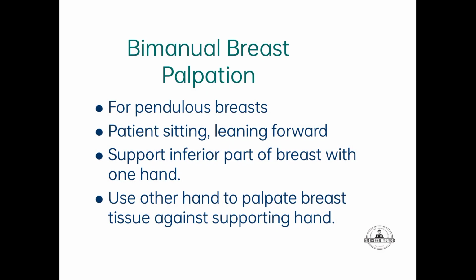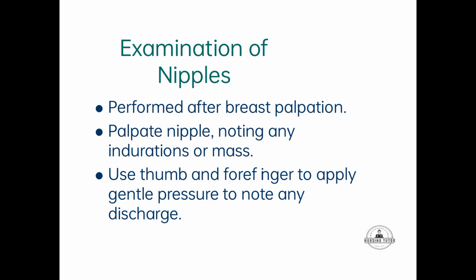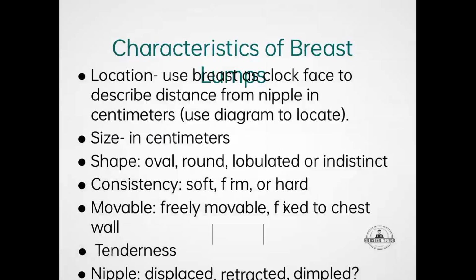By manual breast palpation for the pendulous breasts, the patient sits leaning forward. Support the inferior part of the breast with one hand, and use the other hand to palpate breast tissue against the supporting hand. Examination of the nipple is performed after breast palpation. Palpate the nipple, noting any indurations or mass. Use thumb and forefinger to apply gentle pressure to note any discharge.